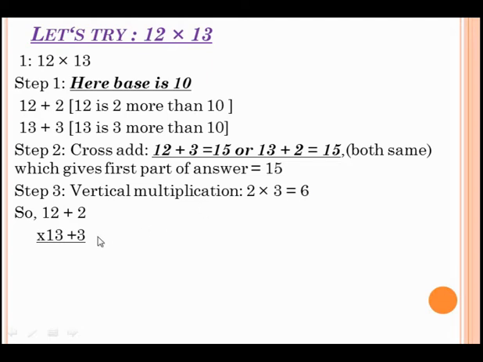Now we are going to finalize our answer. 12 multiplied by 13 is, the first part is cross addition. From the cross addition you will get 15, and then with vertical multiplication, you will get 6 as the answer. Then we are going to finalize. 12 multiplied by 13 is 156.